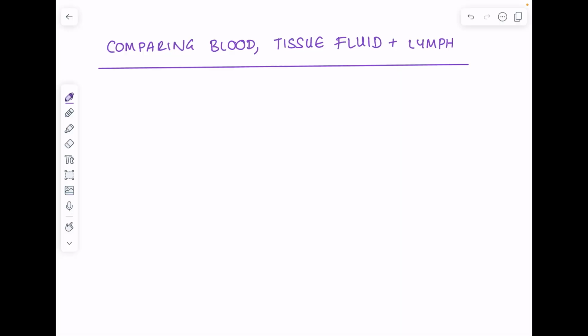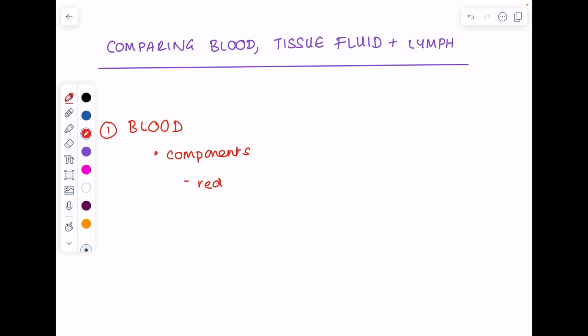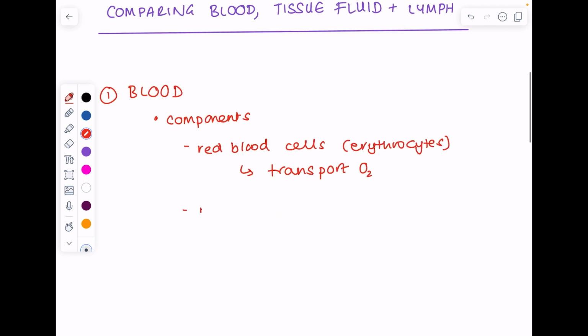We're now going to compare blood, tissue fluid and lymph, paying particular attention to the components of these three fluids. So we'll be looking at the various cells carried by them, the dissolved solutes, proteins, as well as the location of these fluids. Starting with the one you'll be most familiar with, blood. So what are the components of blood? You've got red blood cells, erythrocytes, which obviously transport oxygen. You've got white blood cells.